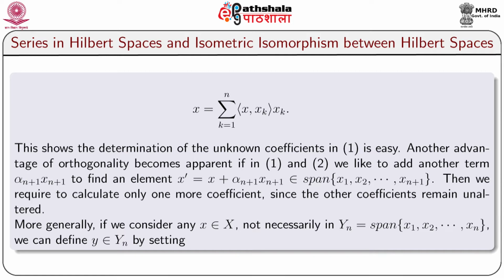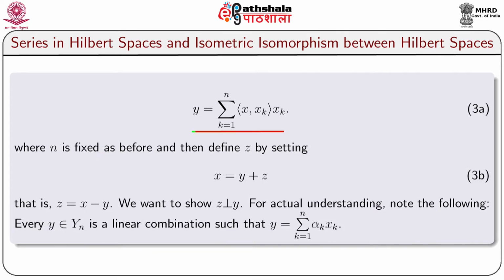More generally, if we consider any x belonging to X, not necessarily in Yn, which is equal to the span of elements x1, x2, ..., xn, we can define y belonging to Yn by setting y equal to sigma k equal to 1 to n inner product of x and xk times xk. This is equation number 3a, where n is fixed as before. Then define z by setting x equal to y plus z. This is equation number 3b, that is, z equals x minus y. We want to show that z is perpendicular to y.